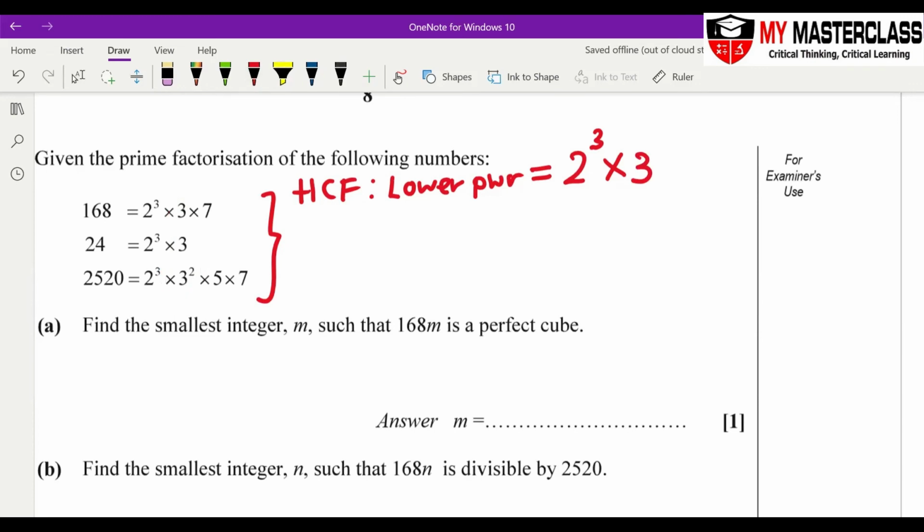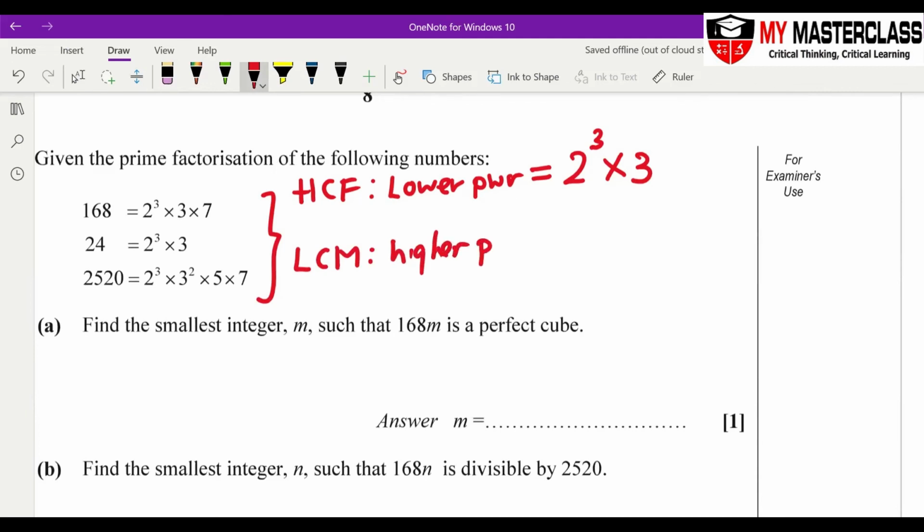Next one, only one guy got 5. The other 2 got no 5. So I cannot take. Okay, only one guy got 5. The other 2 got no, because the lower power means the one that doesn't have, cannot take. Then 7, this guy got 7, but this guy got no 7. So can take or cannot take? Cannot take as well. Okay. Then if I want LCM, means the opposite, means I take the higher power.